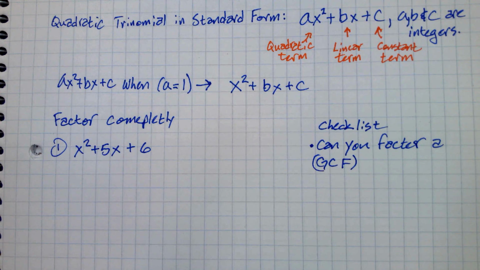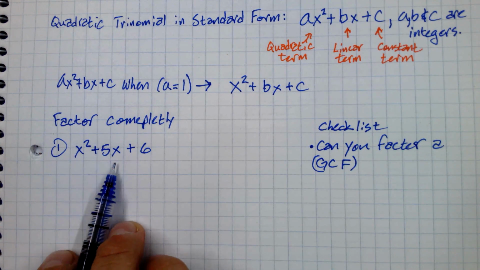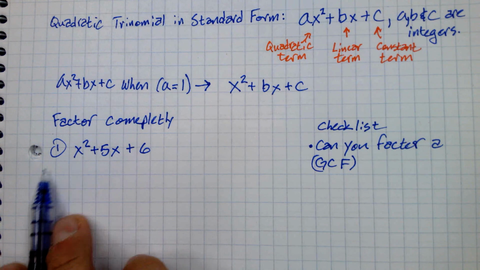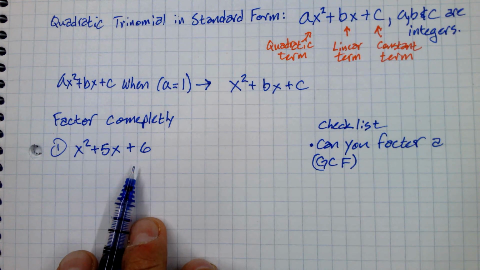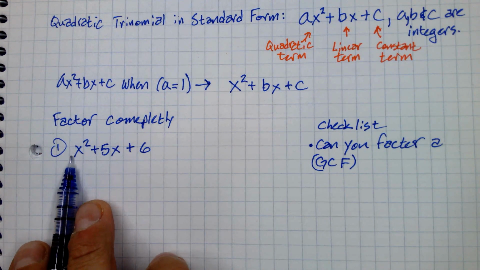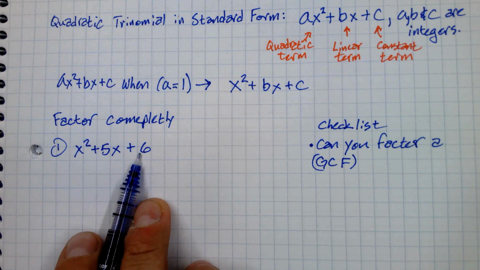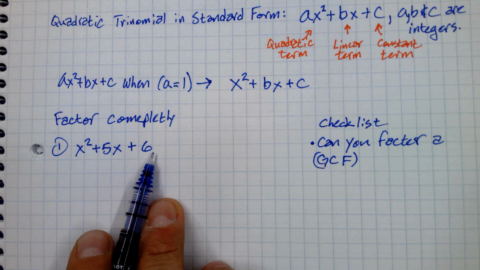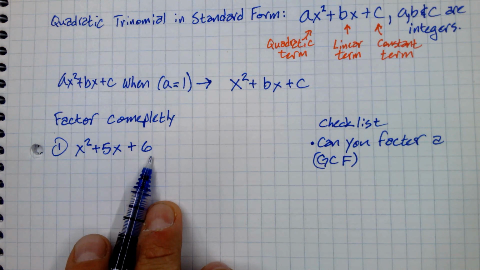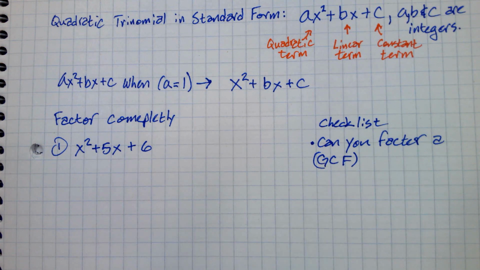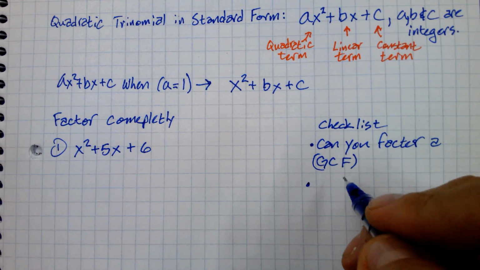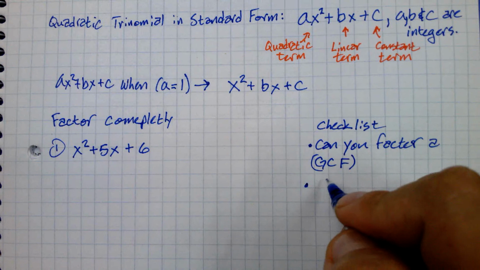Can you factor out a GCF? That's the first thing we're going to look for. So take a look at each term: x squared, 5x, and 6. Is there a coefficient, a number that I can pull out of all of them besides 1? No, because here it's 1, here it's 5, here it's 6. How about x squared, x, and then no variable? Is there a common variable I can take out? Nope. So basically that's what we're doing there, checking to see if we can do that. And for today, this is all we're going to look for.